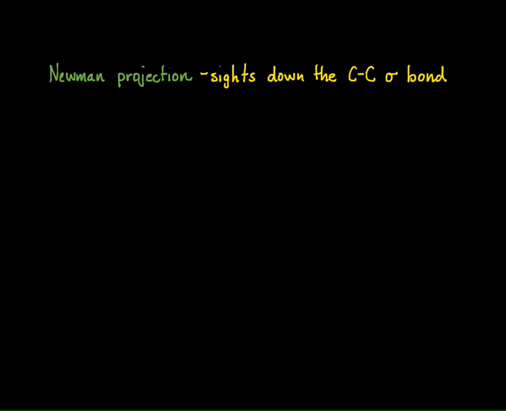Now, how do you draw Newman projections? At first, they might be a little intimidating, but once you get the hang of it, they're actually pretty easy, and you can really see the dihedral angle much better in a Newman projection. So the first thing you want to do is you're going to place a dot for the carbon that you're looking at that's in front, right?